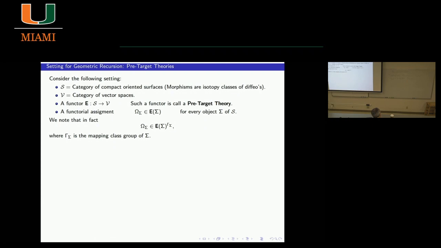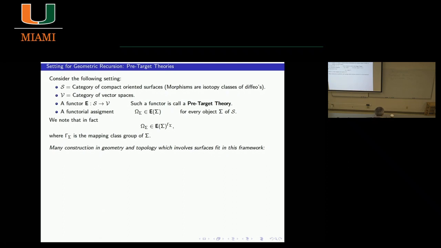And now what I am really interested in, in the context of geometric recursion, is some kind of functorial assignment of a vector inside the vector space of any surface, for all compact oriented surfaces. And I want it to be a functorial assignment, so of course this means that it will be mapping class group invariant vectors that one assigns to every surface.